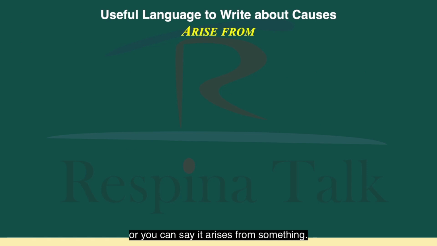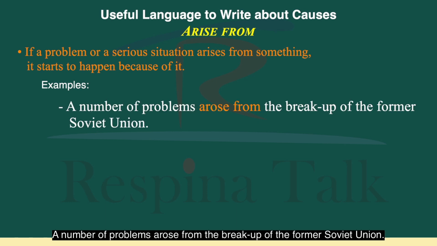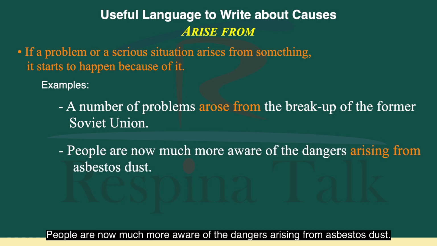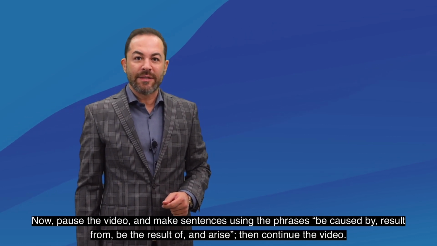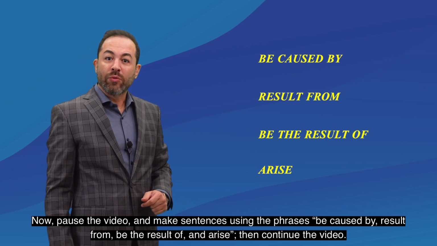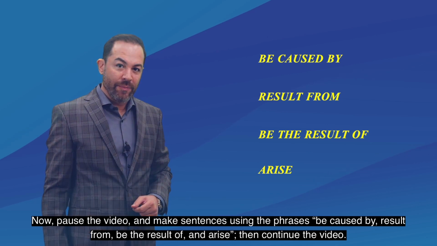Or you can say it arises from something. If a problem or a serious situation arises from something, it starts to happen because of it. Look at these examples with the verb arise from. A number of problems arose from the breakup of former Soviet Union. People are now much more aware of the dangers arising from asbestos dust. Now pause the video and make sentences using the phrases be caused by, result from, be the result of, and arise. Then continue the video.